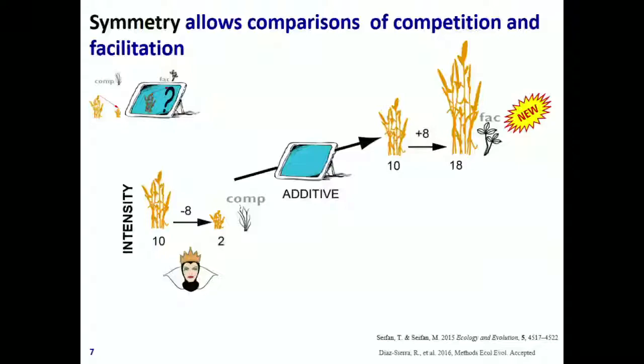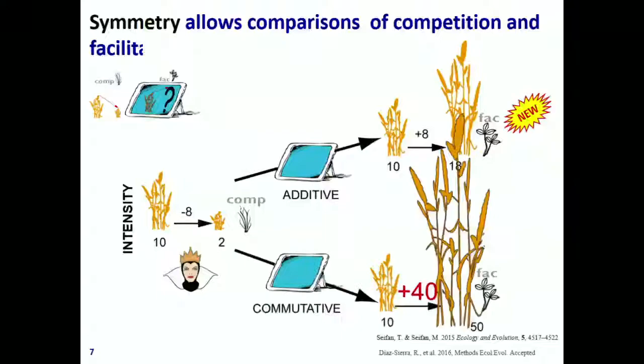But there were symmetric indices for intensity. The symmetry they had is the commutative symmetry. It's not additive, it's more kind of multiplicative. This is not very precise, but it works for the talk. So if we go from 10 to 2, we are dividing by 5. So commutative symmetry for intensity multiplies by 5. So it goes from 10 to 50 in biomass.